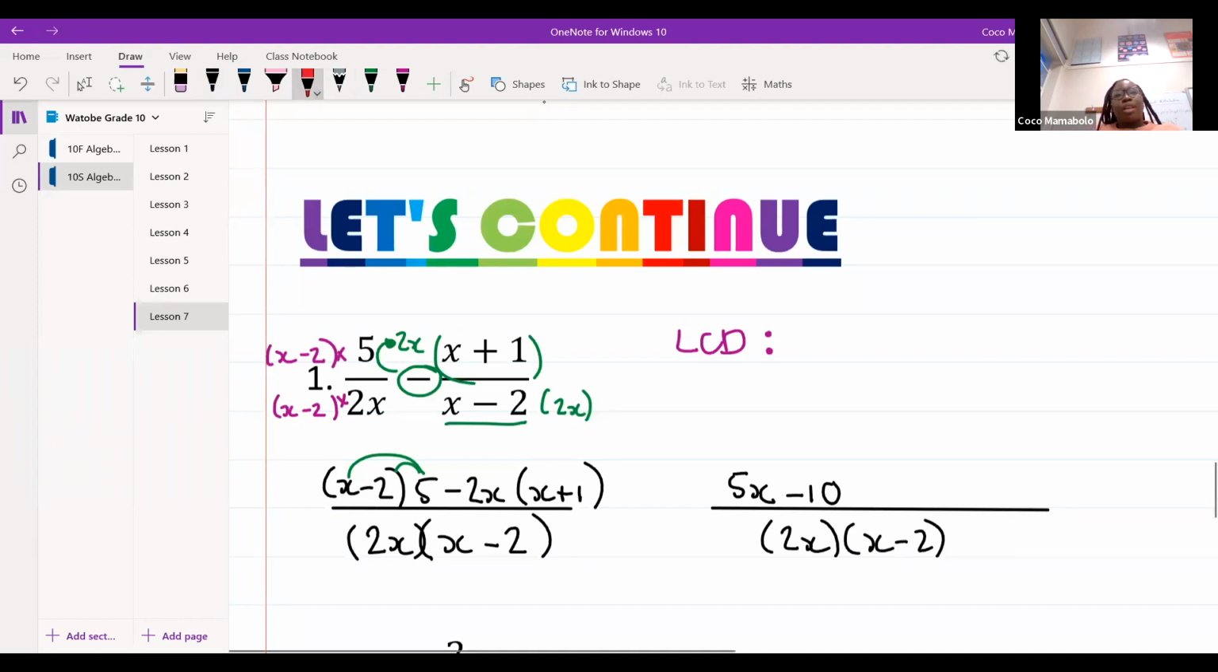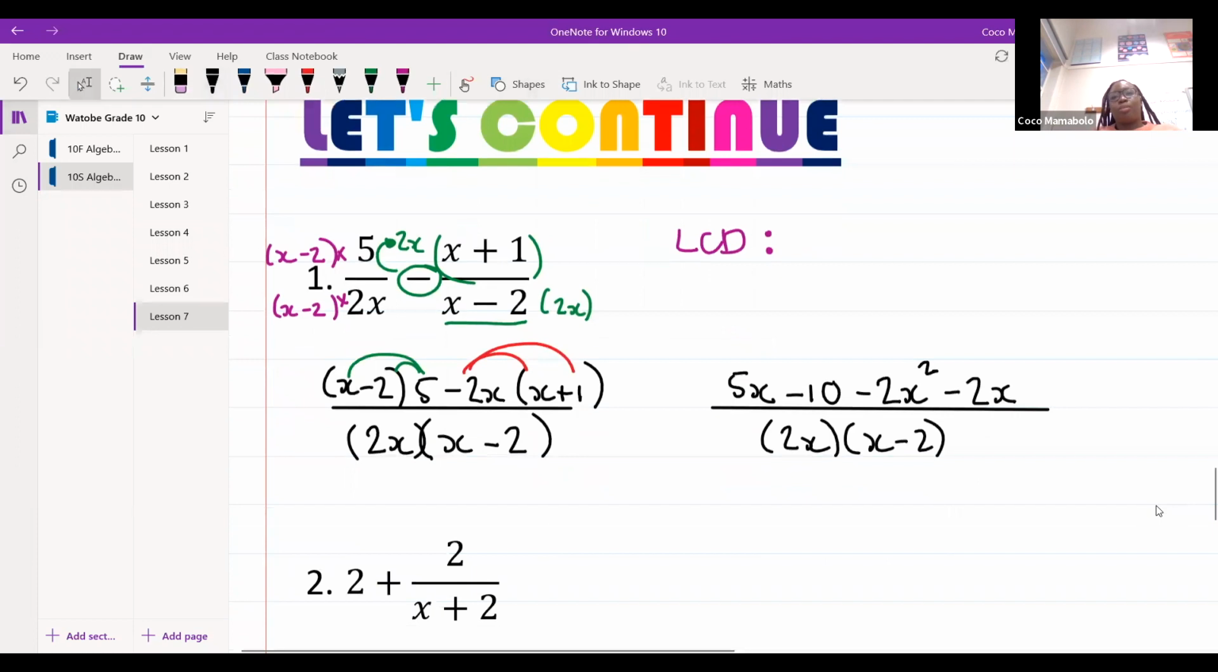And then I'm going to distribute that negative 2x inwards. I'm going to get negative 2x times x is minus 2x squared. And then negative 2x times 1 is negative 2x. All right, now we can add like terms, guys. Then I've got negative 2x squared plus 3x minus 10.